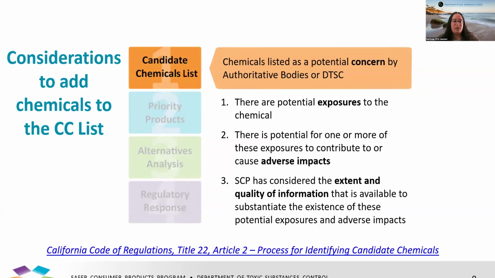All of the specific factors that we are required to consider must show that 3 criteria are true of a chemical. First, that there are potential exposures to the chemical. Second, that there is potential for one or more of these exposures to contribute to or cause adverse impacts. And third, that we have considered the extent and quality of information that is available to substantiate the existence of these potential exposures and adverse impacts. If these 3 criteria have been met for a chemical, then we may initiate the rulemaking process and propose to list it on the candidate chemicals list.